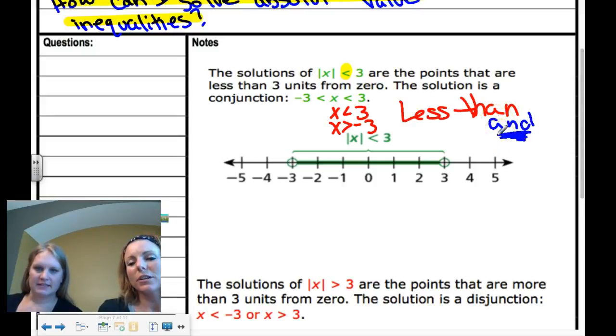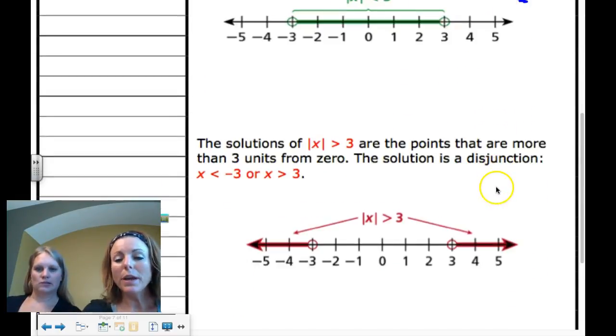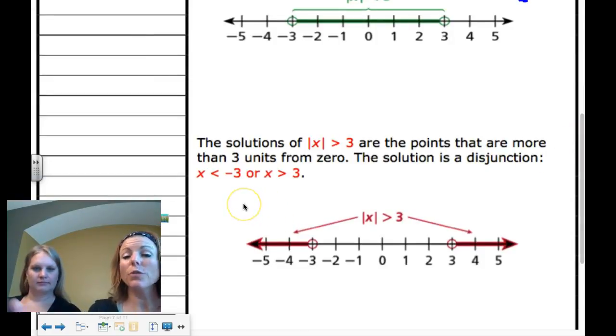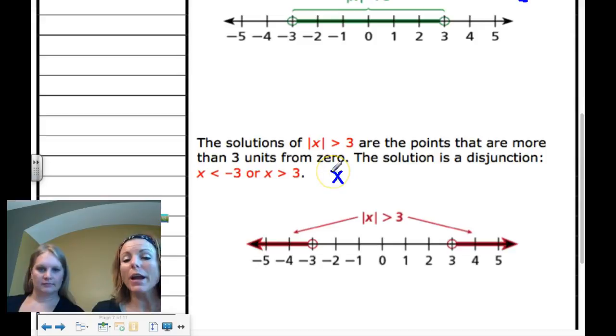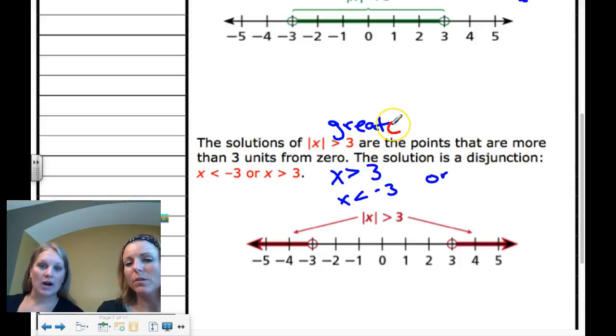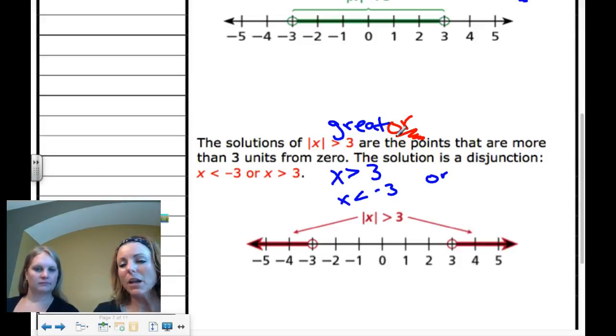And it's a conjunction. Down below here, we have the solutions of the absolute value of x greater than 3. That means the solutions are any numbers that are greater than 3 units away from 0. That's why the arrows are pointing in opposite directions. We like to write it with greater than, so you remember it's an or, because we know that 4, 5, 6, 7, all of those are more than 3 units away from 0, and -4, -5, and so forth.